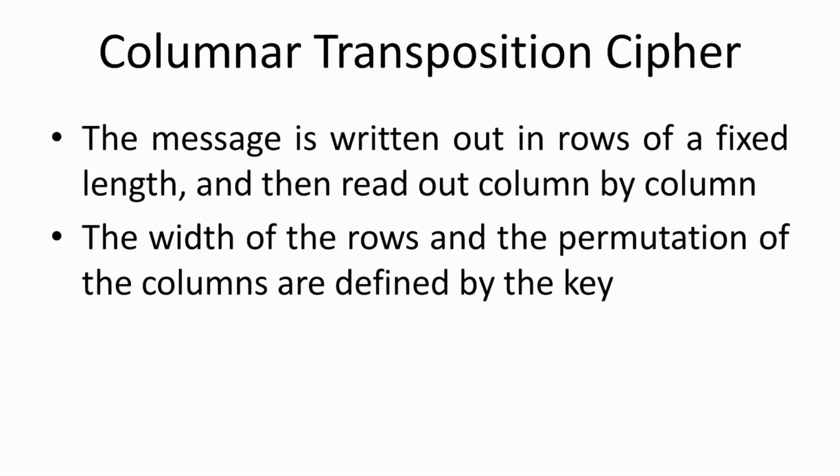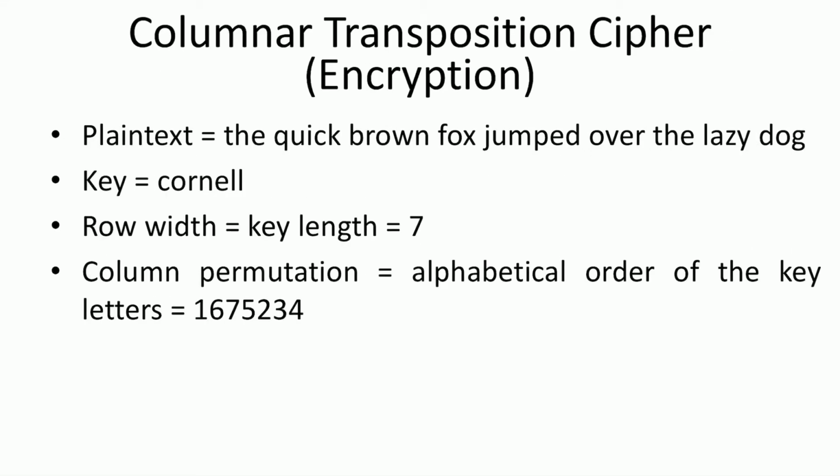In this cipher, the message is written out in rows of a fixed length and then read out again column by column. And the columns are chosen in some scrambled order. Both the width of the rows, or the length of the rows, and the permutation of the columns are defined by the key. Let's say our plain text is the sentence, "The quick brown fox jumped over the lazy dog," and the key is Cornell.